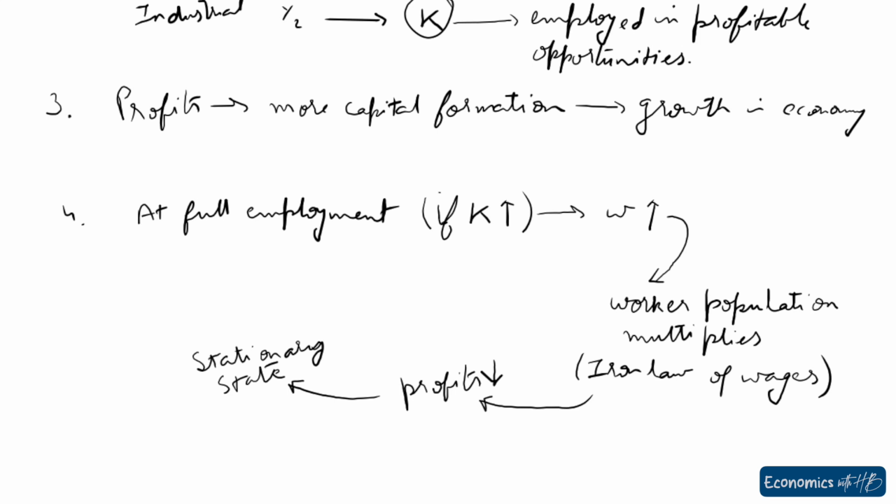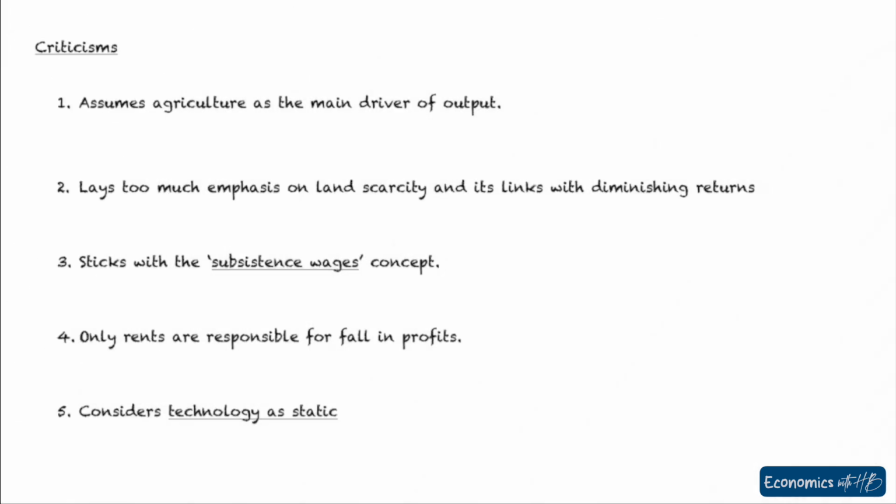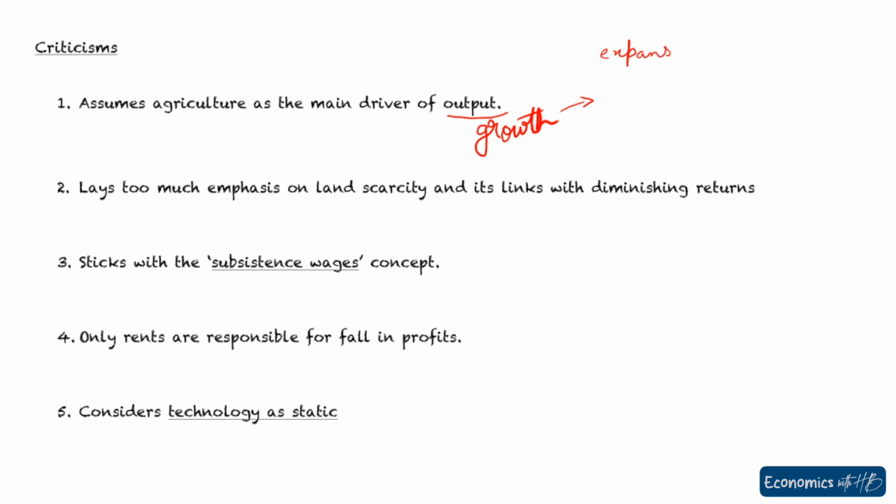So this is all about the Ricardian theory of economic development and growth. If there is any doubt about a particular concept, I would suggest replaying that part of the video to get more clarity. Now let's come to the criticisms of the theory. Criticisms, as we know, can easily be derived from the assumptions. So Ricardo assumes agriculture as the main driver of growth in the economy, where he sees economic progress as expansion of cultivation to greater lands with diminishing returns, that is, ranking the lands in fertility.